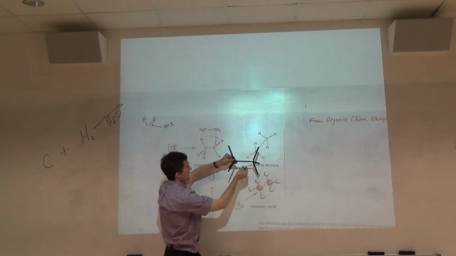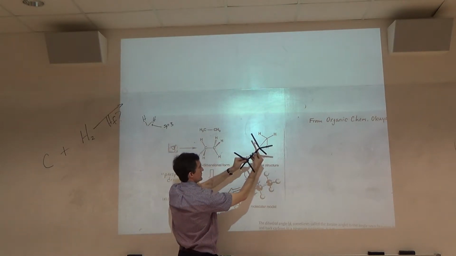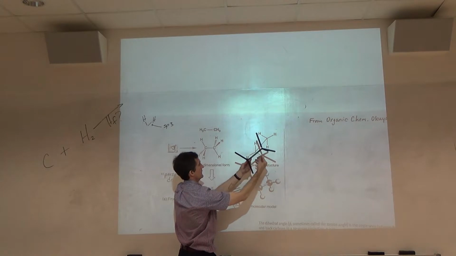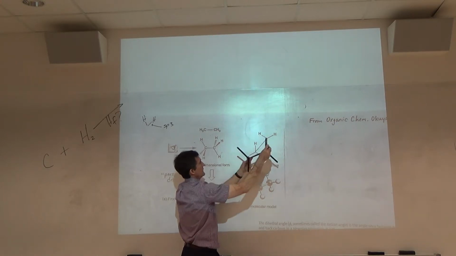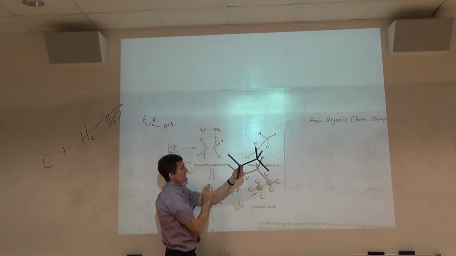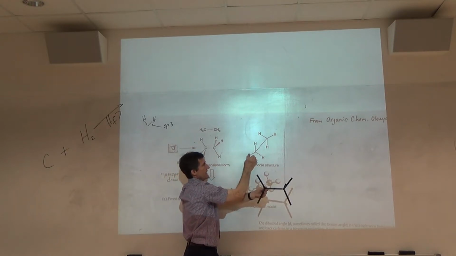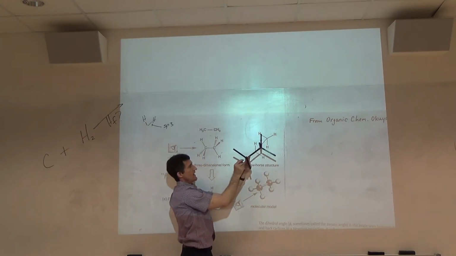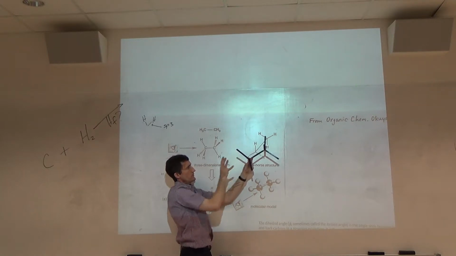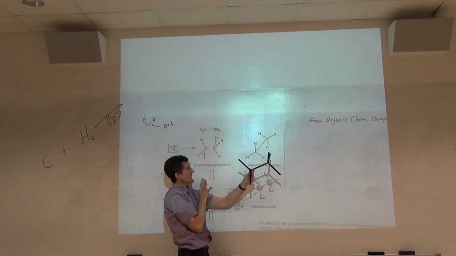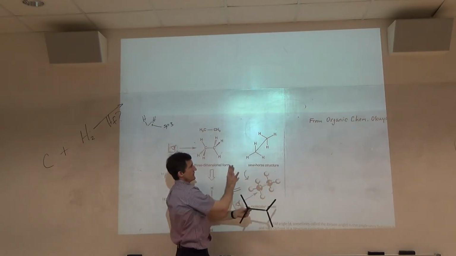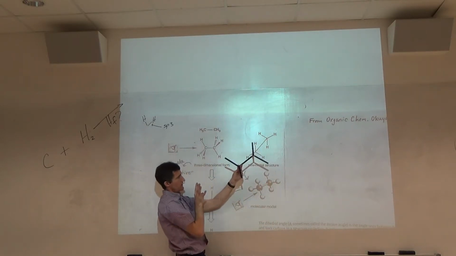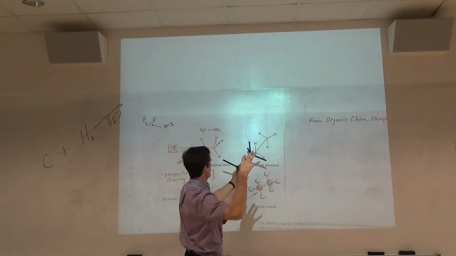Sort of drawn like this. The problem in sawhorse is that it looks flat, like a trigonal planar. It's not. That carbon is actually, these bonds are kind of coming towards me. I look through there. And that's the bond. You're kind of looking through there, but you drew it sort of like that.